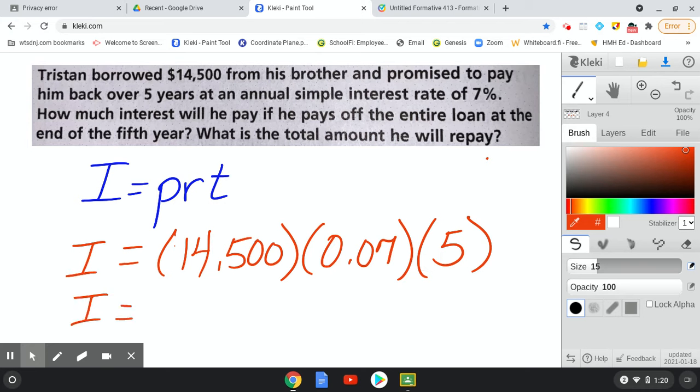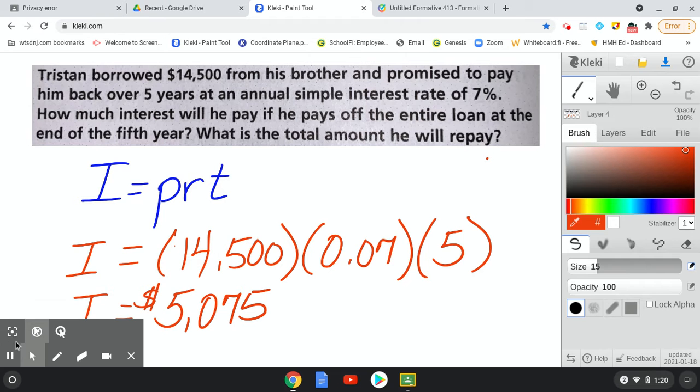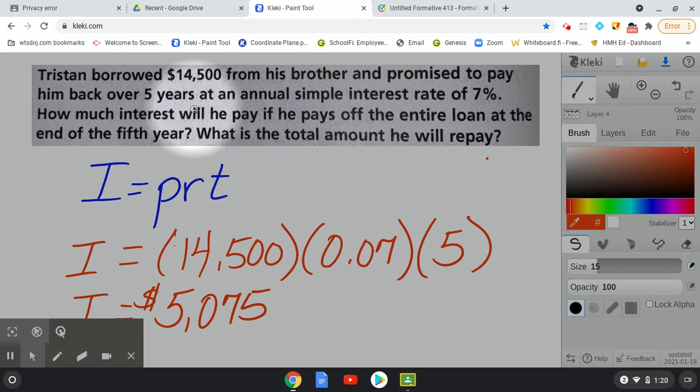totaling $5,075. So that answers the first question. How much interest will he pay if he pays it off in 5 years? He's going to pay $5,075 in interest. The second part of the question says, what is the total amount he will pay?